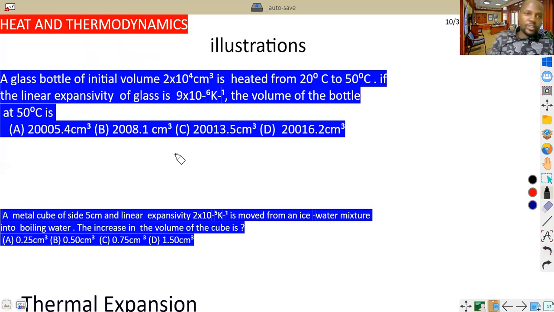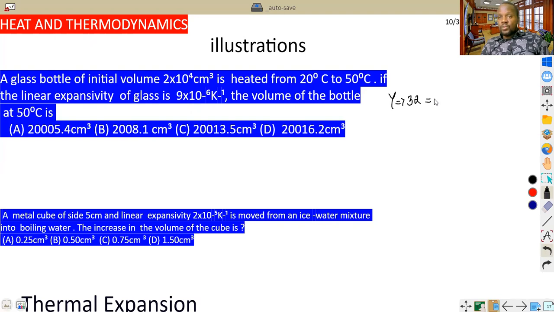Now, the illustration questions are just four. The first one we have here is a glass bottle of initial volume 2 × 10⁴ cm³ heated from 20 to 50. If the linear expansivity of glass is this, find the volume of the bottle at 50 degrees Celsius. I hope you can see that now. Now, you are given the linear expansivity, so the cubic expansivity, or volume expansion, is 3 alpha.